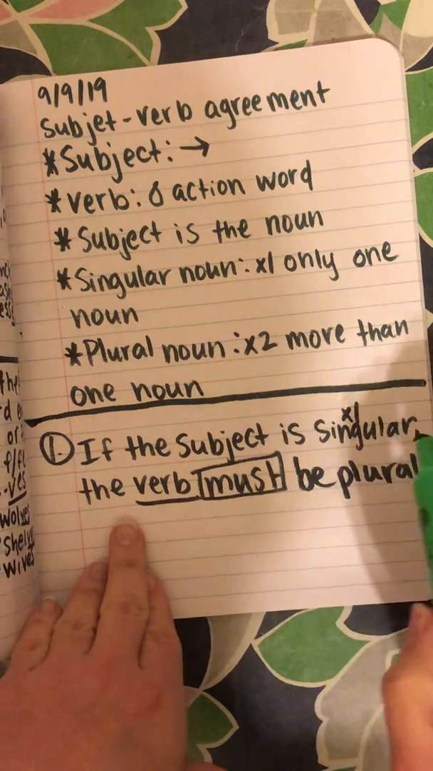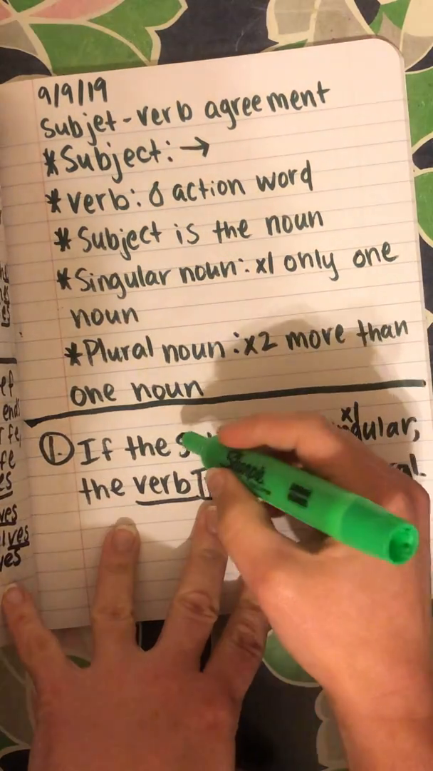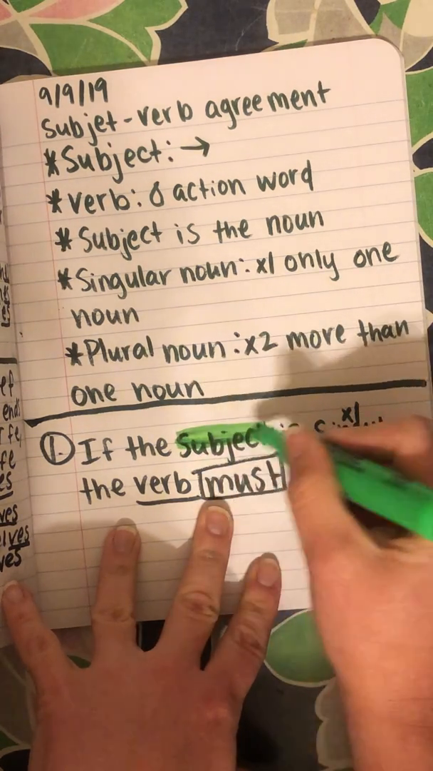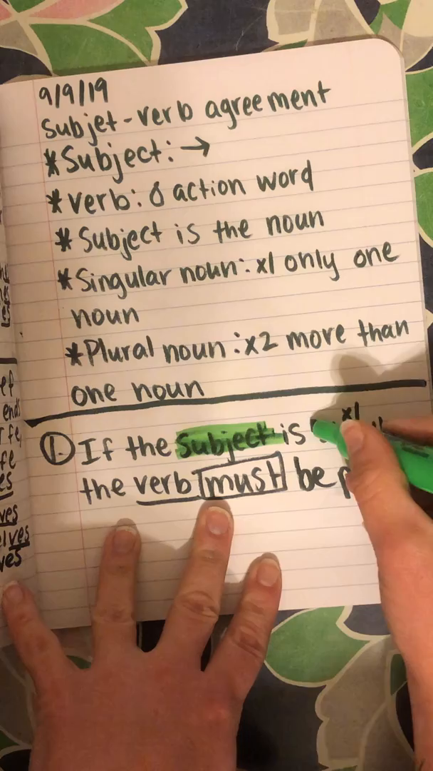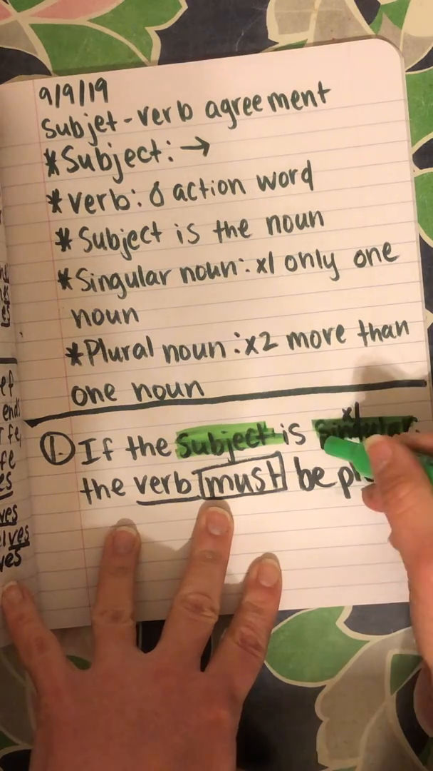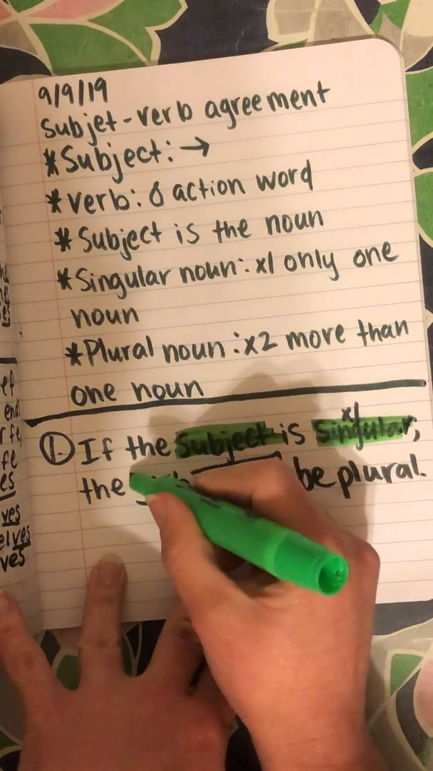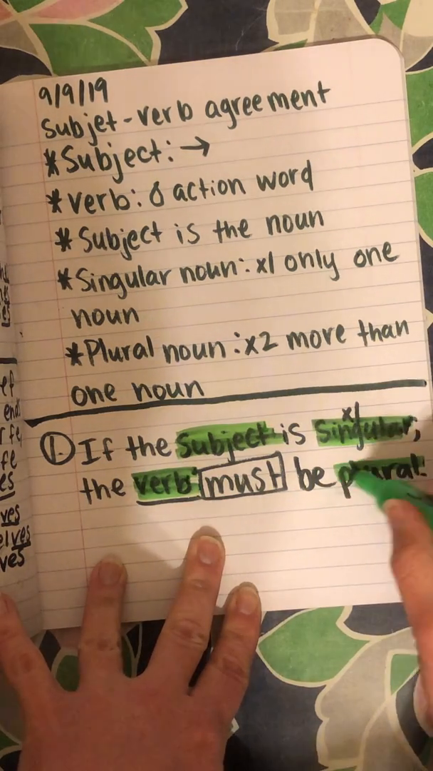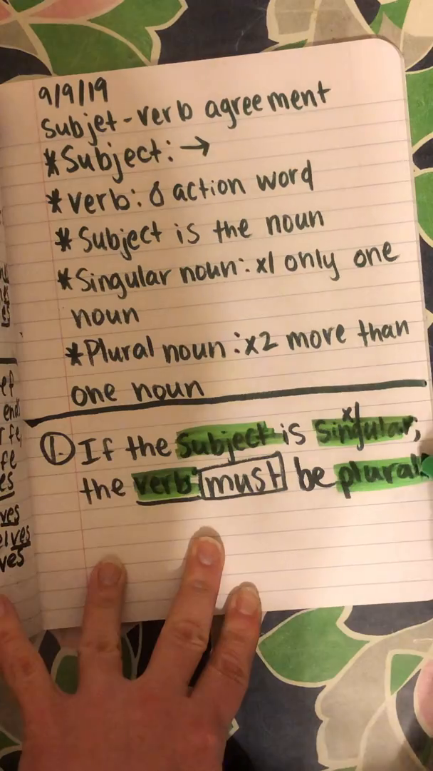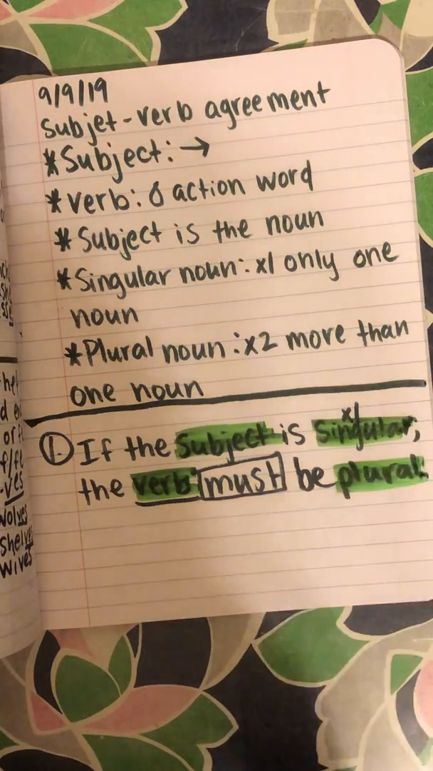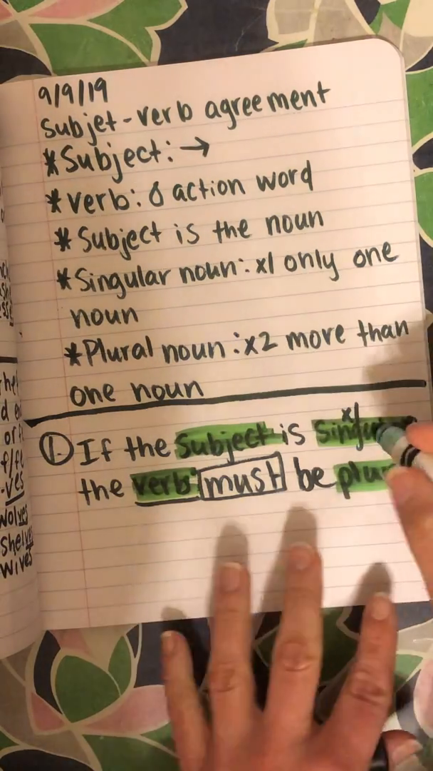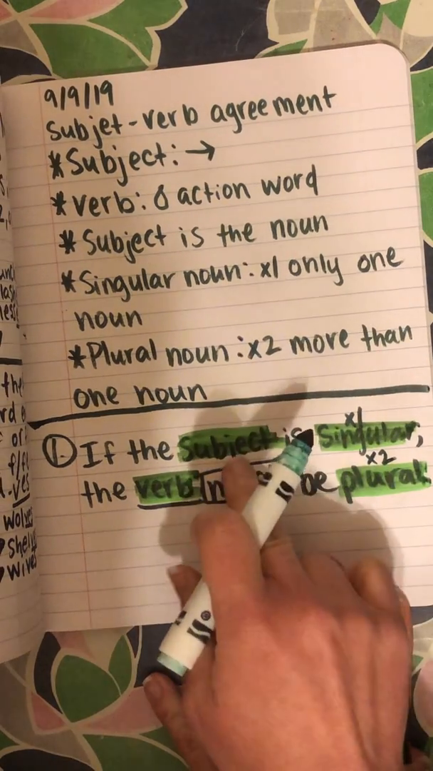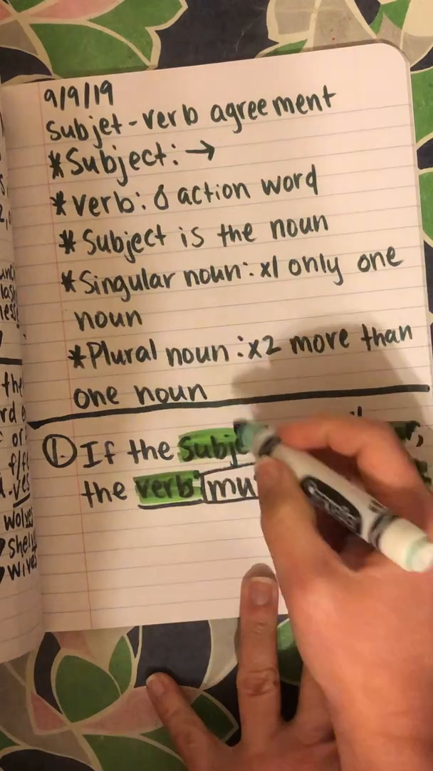If the subject is singular, the verb must be plural. So here's where you're going to highlight subject. If the subject is singular, the verb must be plural. And I just realized I forgot to put my symbol over that. So put the cap on my highlighter, and I'm going to put times 2.